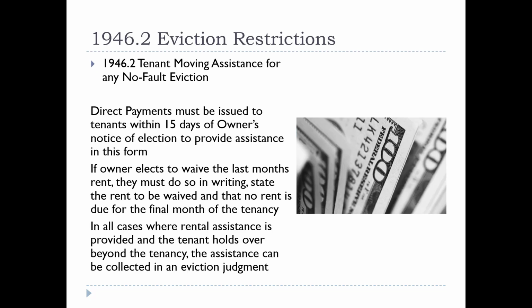So if you do the direct payment route, you have to issue the payment within 15 days of the owner's notice of election of providing that assistance in that form. If you elect to waive the last month's rent, then you have to do so in writing and state that the rent is waived and that no rent is going to be due for the final month of the tenancy. In all cases where relocation assistance is provided and the tenant holds over and you have to do an eviction to get them out, you can collect your relocation assistance in an eviction judgment.